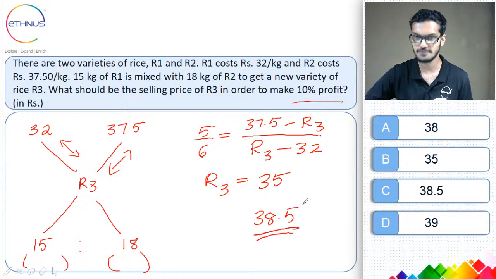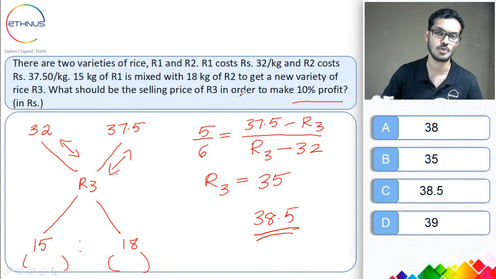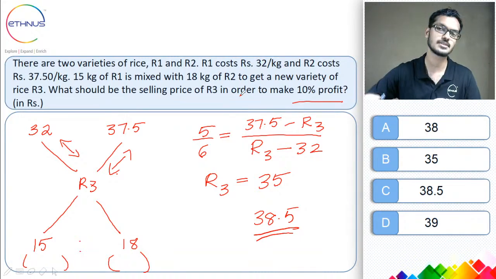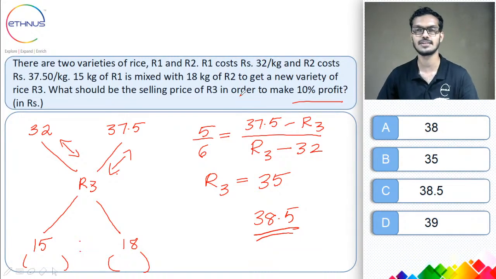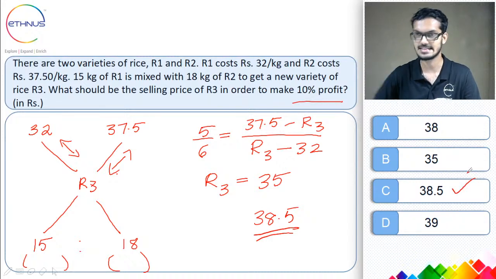So 38.5 is the correct answer, because here they're asking what should be the selling price of R3 in order to get 10% profit. Now our price of R3 is 35, but if you want to get 10% profit, add 10% to it. 10% of 35 is 3.5. How did I get 3.5? 35 divided by 10. If you add that to 35, you're going to get 38.5. So 38.5 is the correct answer.